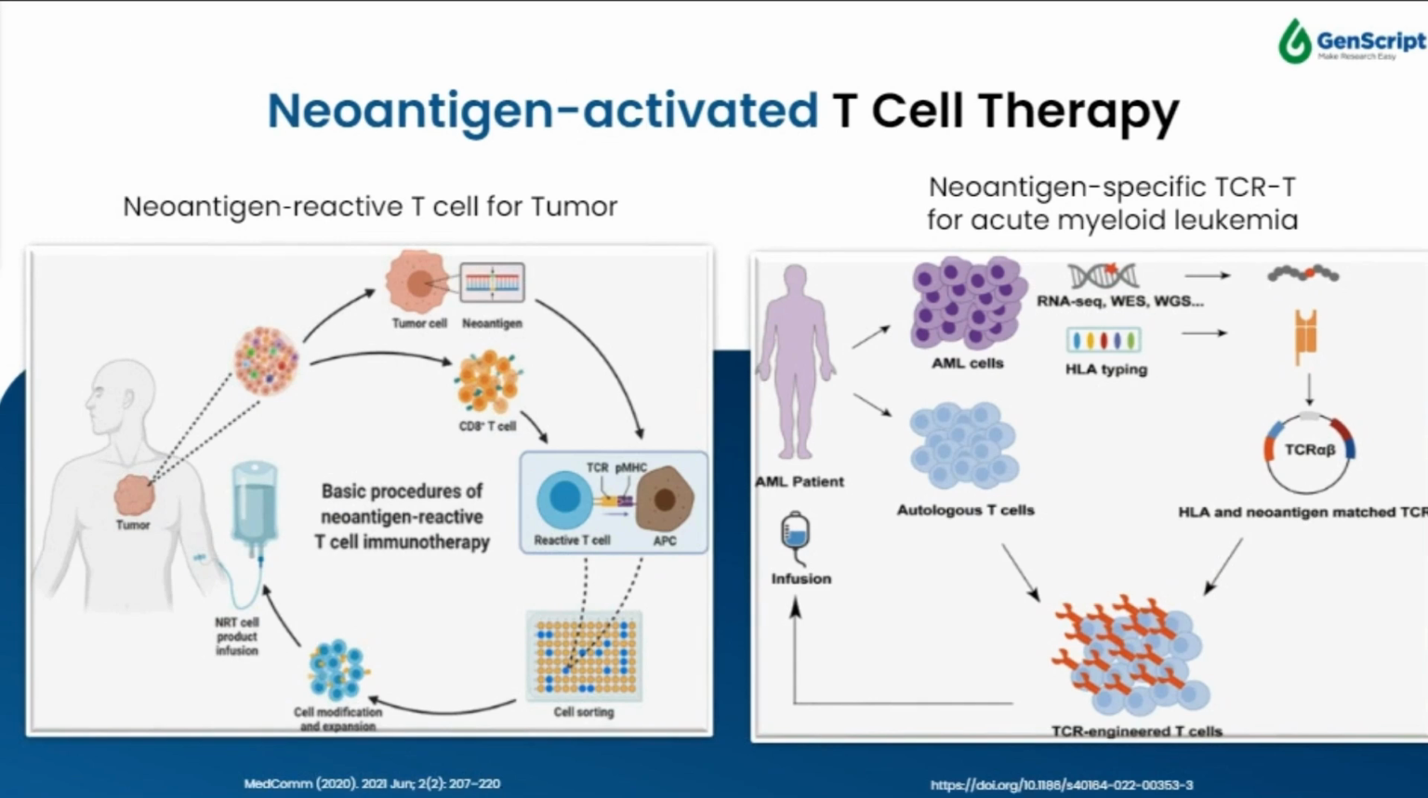And here also shows the basic procedure of neoantigen reactive T cell immunotherapy, where tumor cells and CD8 T cells are first isolated from the patient. Then the neoantigens in the tumor cells are identified by sequencing, and the neoantigen presenting cells are co-cultured with CD8 plus T cells, and neoantigen reactive T cells are sorted, and after in vitro modification and expansion, the neoantigen reactive T cell product can be infused back into the patient. Additionally, neoantigen specific TCR T cell therapy shows promise for AML treatment, and shows encouraging anti-leukemia effects.